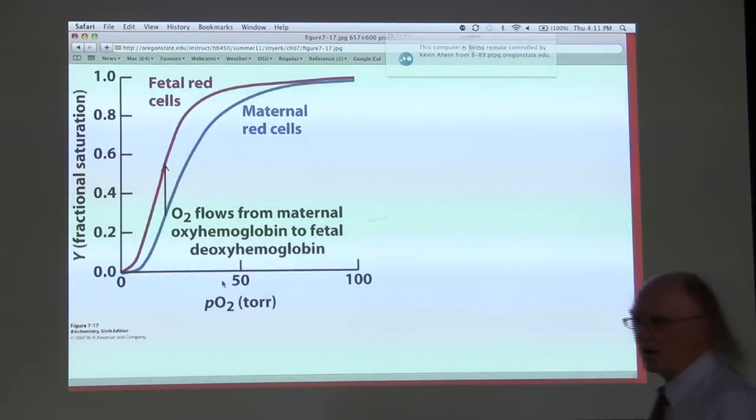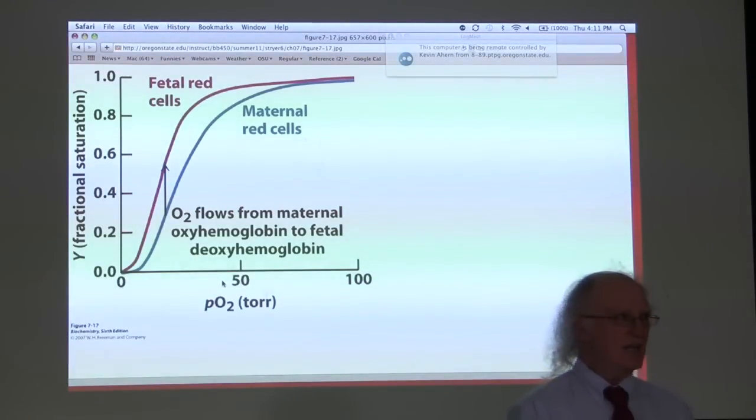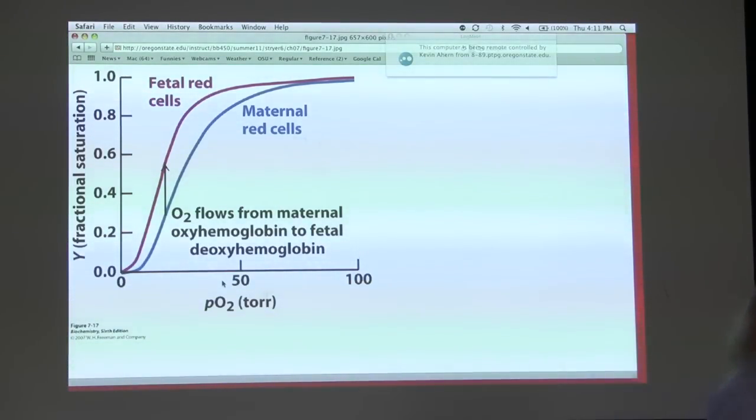If you recall, the R state was the higher affinity state where it bound more oxygen. It's because of this tendency for fetal hemoglobin to be in the R state more than mom's hemoglobin is that the fetal hemoglobin can take away oxygen from mom's hemoglobin. That's exactly what we see here. Greater affinity, it's flowing in the direction of the fetus, and the fetus is safe.